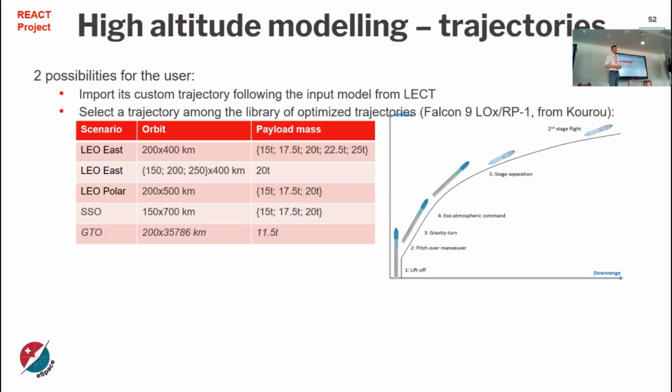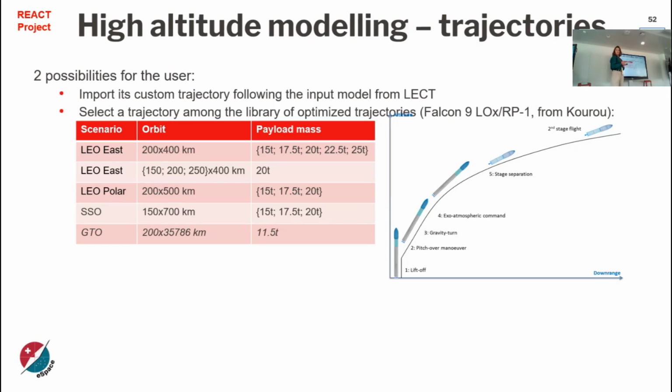And now I will leave the floor first to Alice, talking about the trajectories and the space-specific impacts in higher altitude. Thank you. So yes, so for the trajectories, you have as a user two options. The first one, which is the easiest one, if you're working in a company, for example, is to import your own trajectory directly following the input model of the launch emission calculation tool that Jan Stefan will present just afterward.